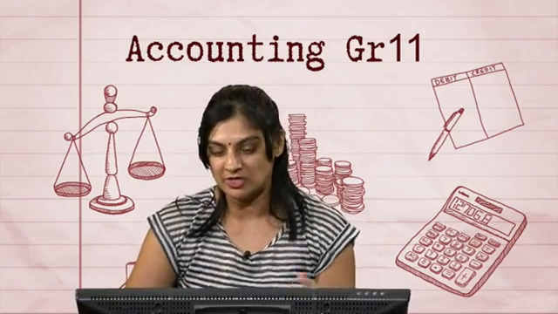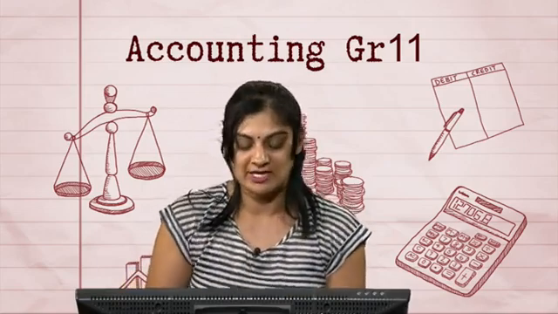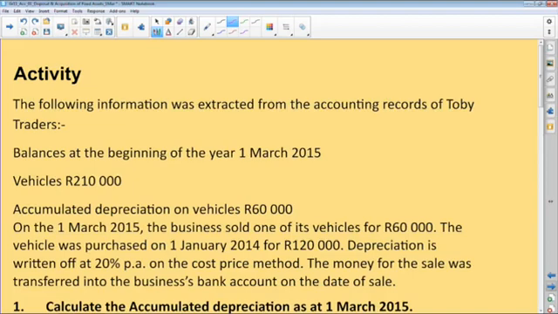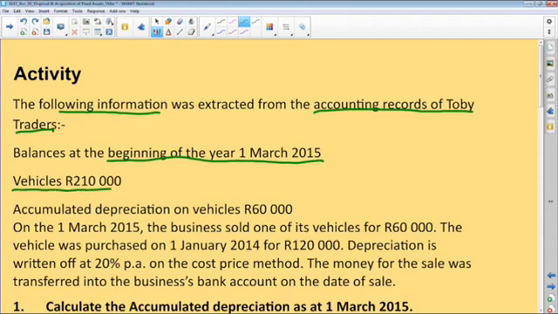Okay, so guys, the activity that we are about to do, remember, I want you to work with me. You've got the information in front of you. You're looking at the screen. You've got your calculators in front of you. So please work with me. Okay, the activity that we are completing today: the following information was extracted from the accounting records of Toby Traders. Balances at the beginning of the year, 1st March 2015, we've got vehicles, 210,000, and another opening balance for accumulated depreciation, an amount of 60,000. Then we're given the following transaction.